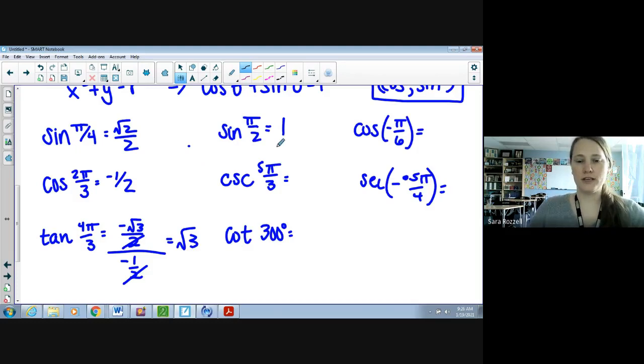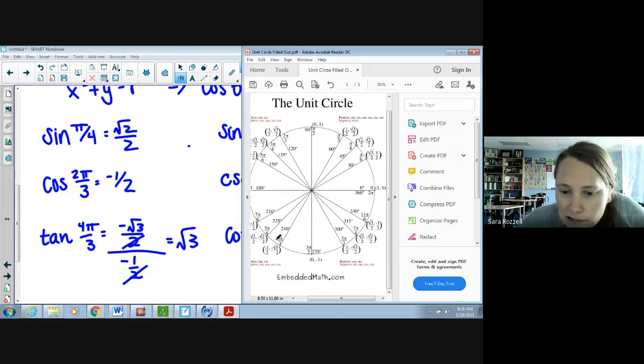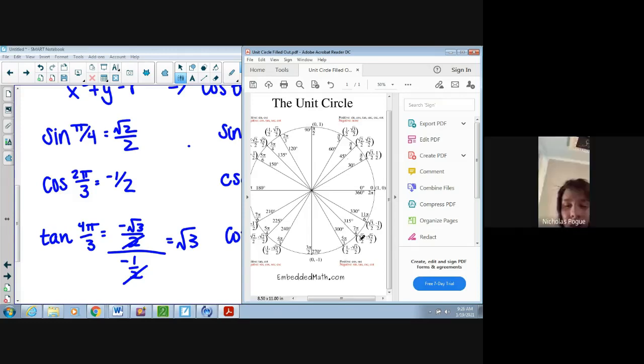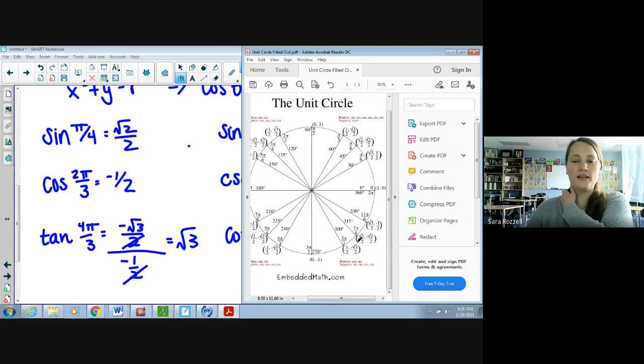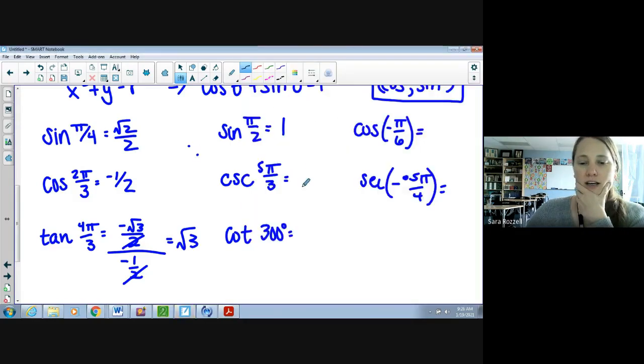All right, now let's do cosecant of 5 pi over 3. Find 5 pi over 3. Right here, right? To get cosecant, what do you flip over? You flip over sine, which is the y, right? Yeah, we're going to flip the y over. So the y was negative root 3 over 2. So instead, we're going to flip that, and it's going to be negative 2 over root 3. So we flipped over the sine.